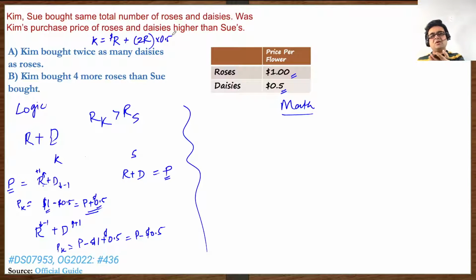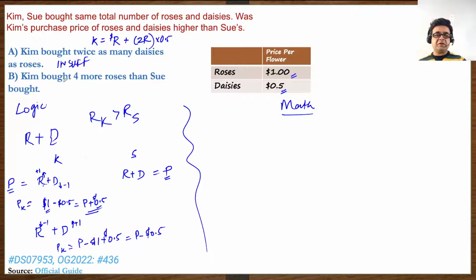But here's the thing, we don't know anything, and we need a comparison between Kim and Sue. We don't have any way to compare between Kim and Sue in this point, right? We only know Kim's, and Sue's number of flowers could be exactly the same. Hence, this is clearly insufficient to answer the question.